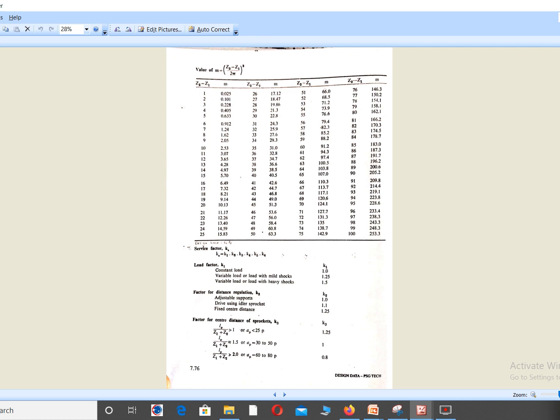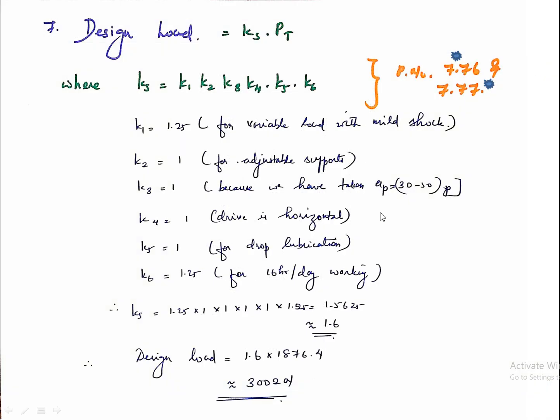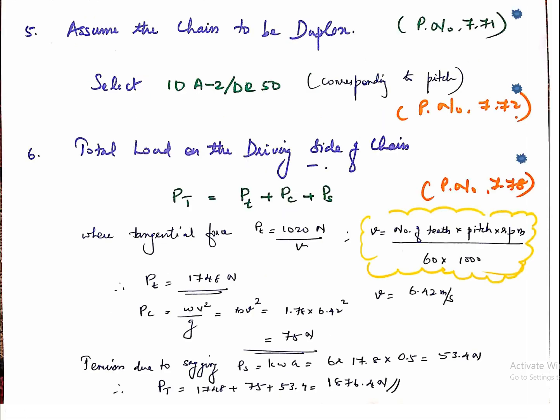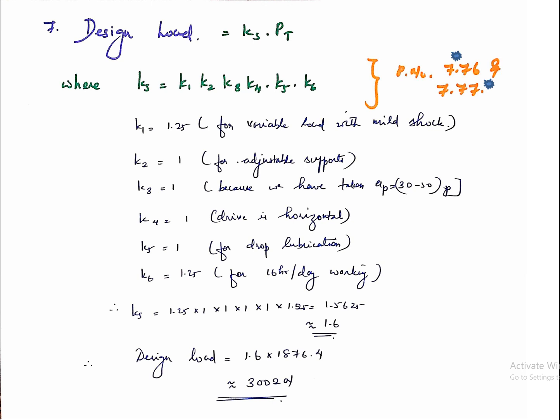Okay, if a value is particularly given in the question, you must take that value only, right? On substituting all these conditions, you will get the value of Ks as 1.6. On substituting that value, the design load is obtained as 3002 Newton. So you can see the difference. The load was found to be 1000, the total load was 1876, and after multiplying with the constants, you got the value as 3002 Newton. Now this is your design load.